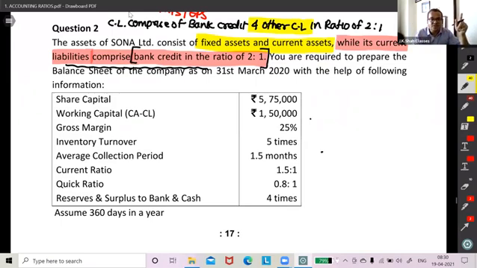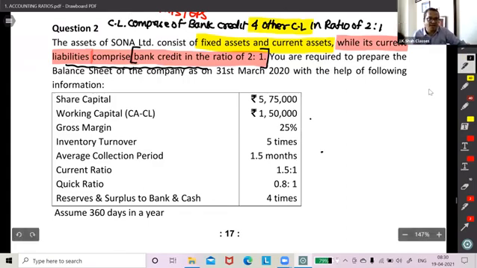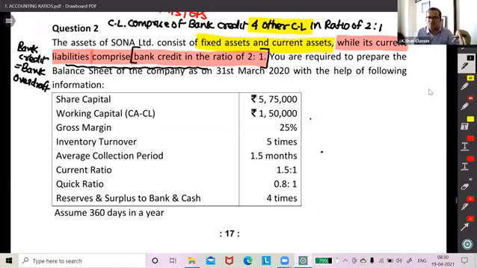So what we need to understand is the bank credit. Bank credit means bank overdraft. Okay, let me write that also. Bank credit is equal to what? Bank overdraft. Okay, people, you're getting this. This is not a mistake. Don't take it as a mistake. This is the way of writing.